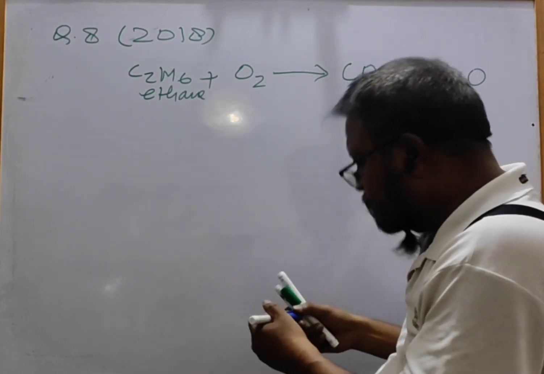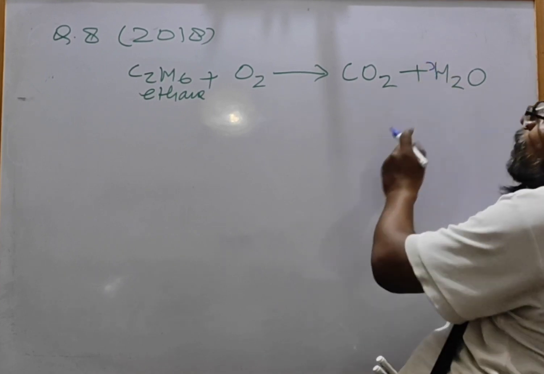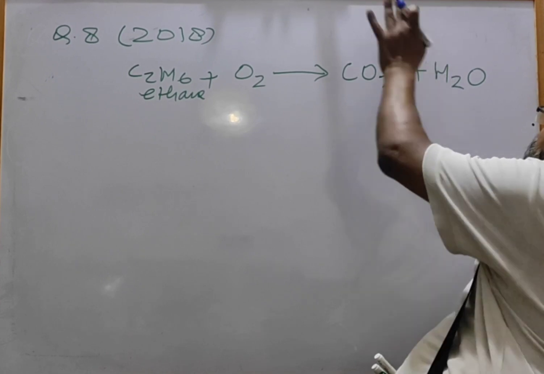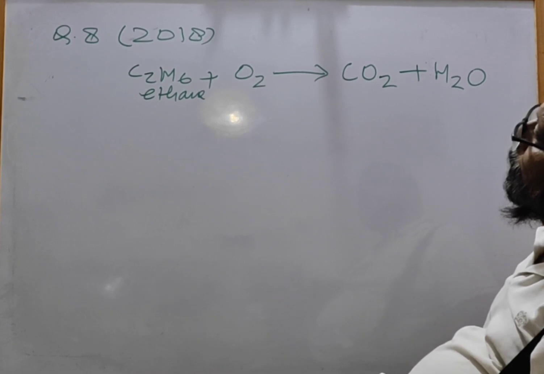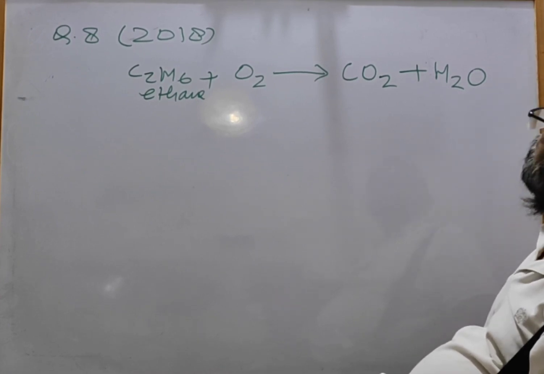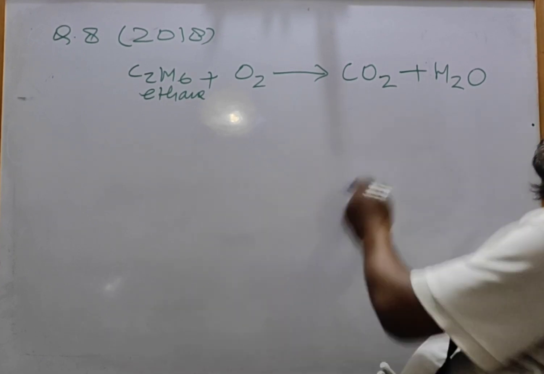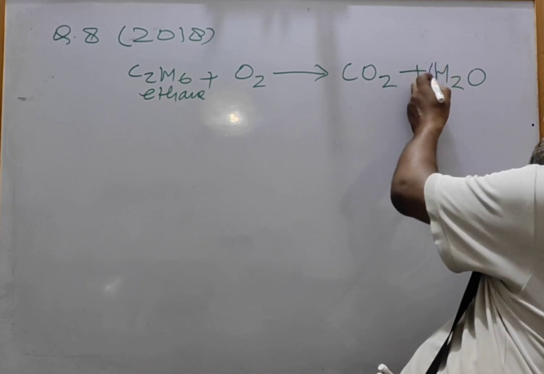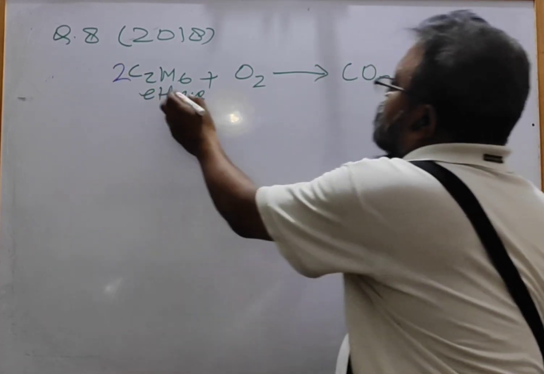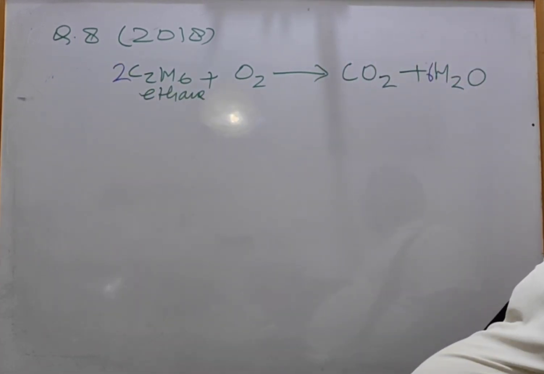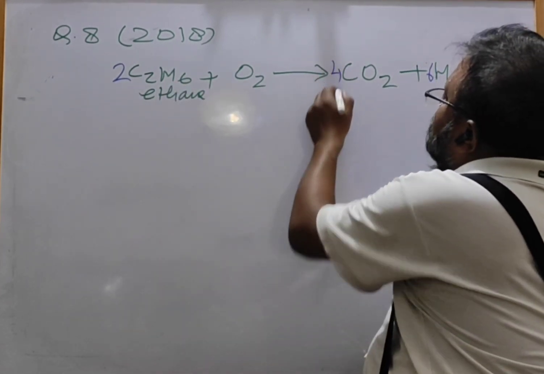There is 6. So we should take 3 here. No, 3 is not. So we should take 6 here. 6 2s are 12. Here we take 2. 2 6s are 12. So carbon is here 4. So I'll put 4 here.